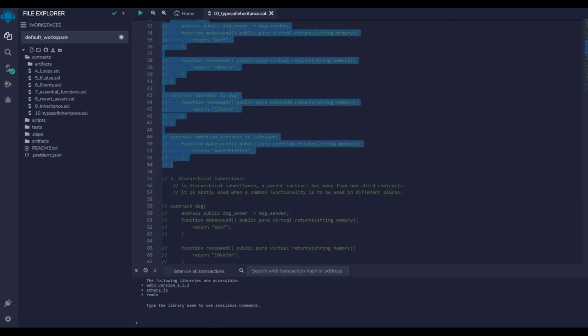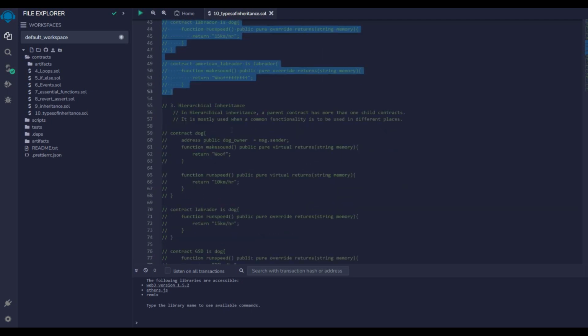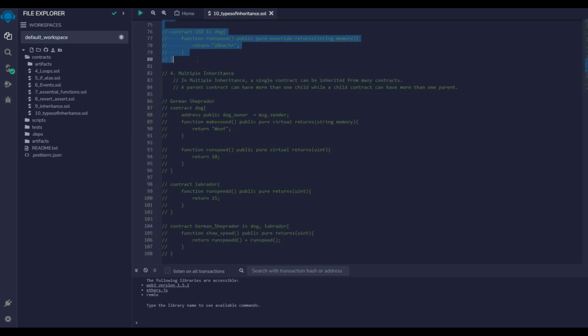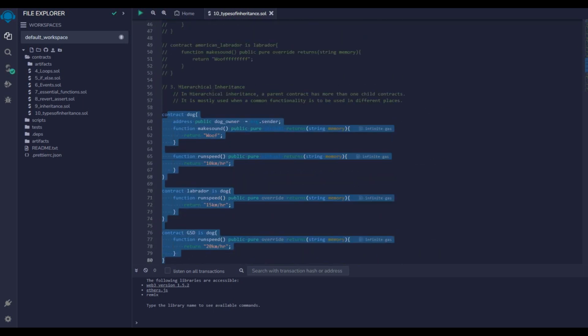Now let's move ahead, and the third one is hierarchical inheritance. Let's learn about hierarchical inheritance. In hierarchical inheritance, a parent contract has more than one child contract. It is mostly used when common functionality is to be used in different places. Basically, it's trying to say that a parent has multiple children.